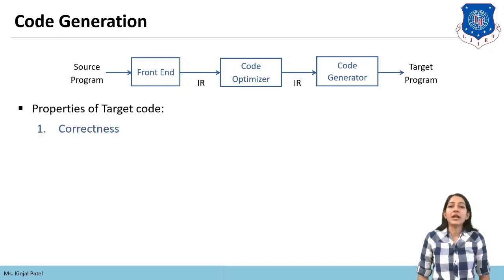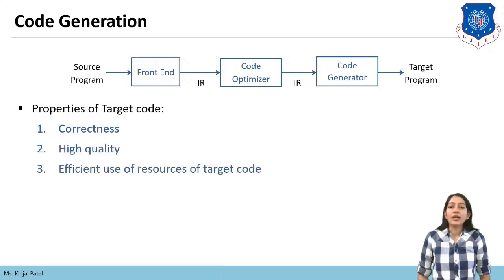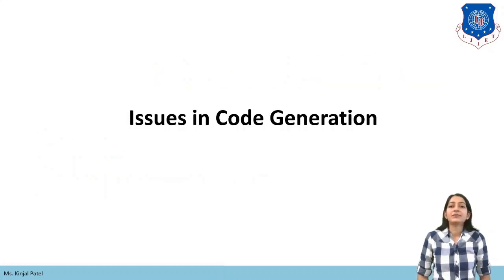So properties of target code. Target code should be correct, then it should have high quality, then efficient use of resources of the target code should be done, then quick code generation should be done, meaning code generation should be efficient. Now the next topic is issues in code generation.